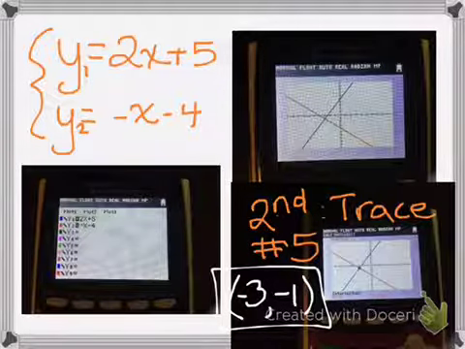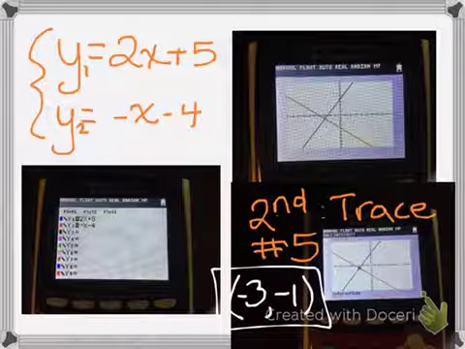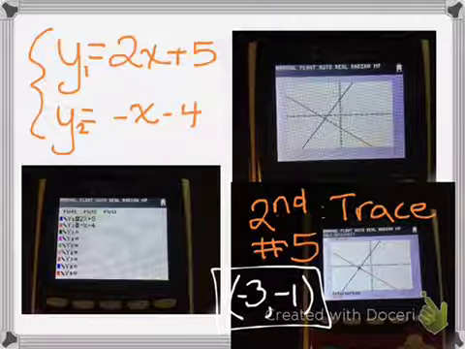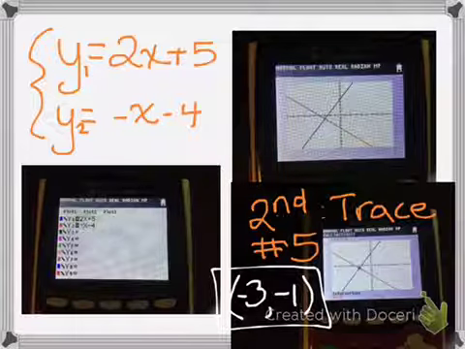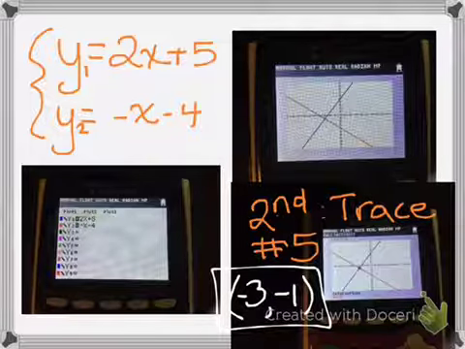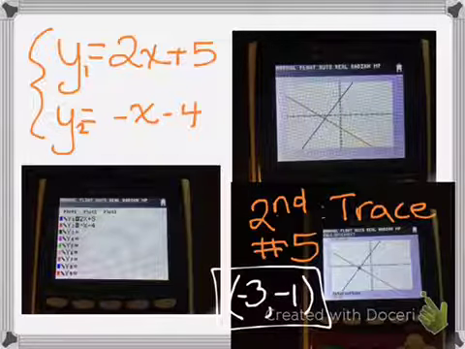Now, the moment that you go to the right or the left with your arrow cursors in your calculator, it's going to give you an estimated number, and it's not going to say intersection anymore. For it to be the exact intersection point, it needs to say the word intersection right after you hit enter the third time after you did second trace and number 5.